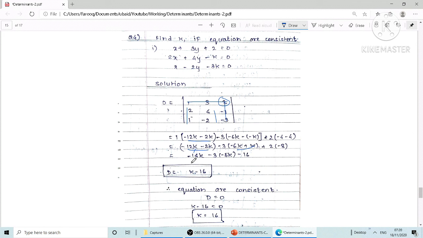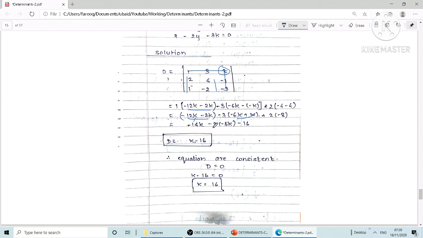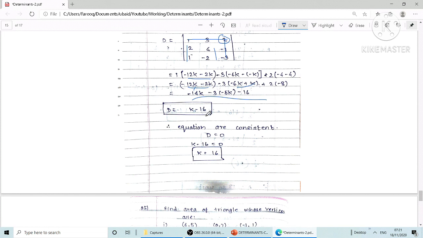What will we get in the equation? Minus 14k minus 3 into minus 5k minus 16. When we will solve this whole, we will get the value of D, that is k minus 16. Here minus 3 into minus 15 plus minus 5k we will get plus 15, and minus 14 plus 15k 1 will get, so only k is left, so k minus 16. Determinant is equal to k minus 16.